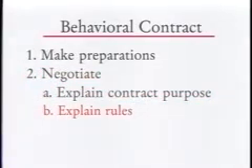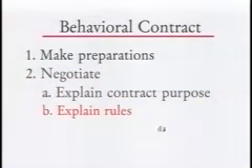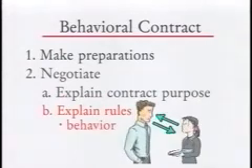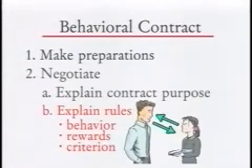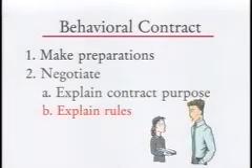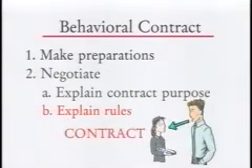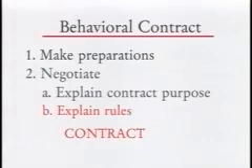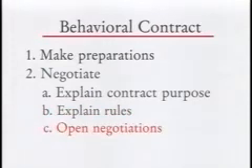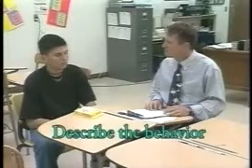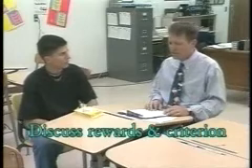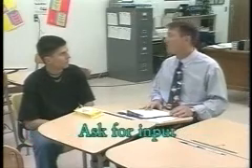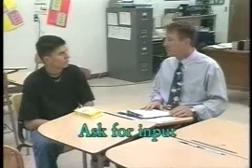Next, lay down the rules for negotiation. Students may negotiate the behavior, the rewards, and the criterion. But one item that is not negotiable is the contract itself. Once the rules have been explained, open negotiations. Share your ideas. Describe the behavior you want to work on with the student. Discuss rewards and criterion. Be sure to ask the student for his input.